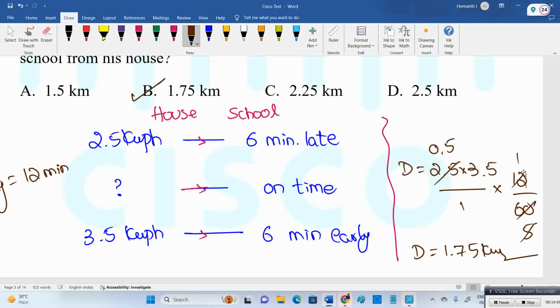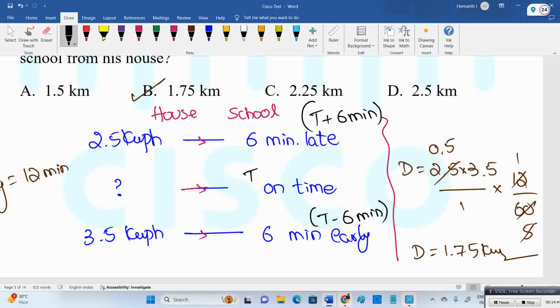Product of the speeds divided by difference between speeds into time gain. The other method which we can follow is, let us take, you are coming on time to the school, means time is t. You are taking 6 minutes late means, how can I write t plus 6? You are late, extra time taken, t plus 6 minutes. This can be written as t minus 6 minutes.